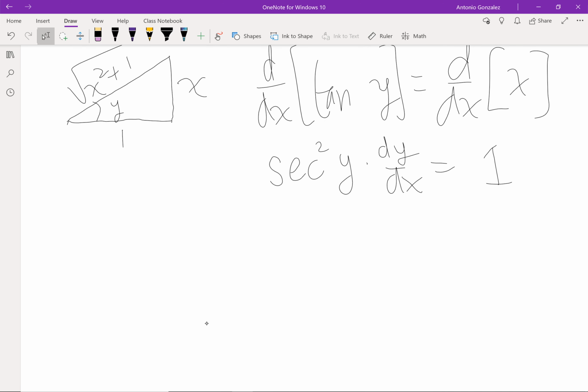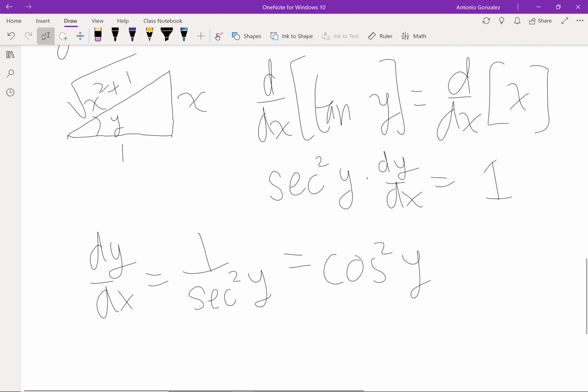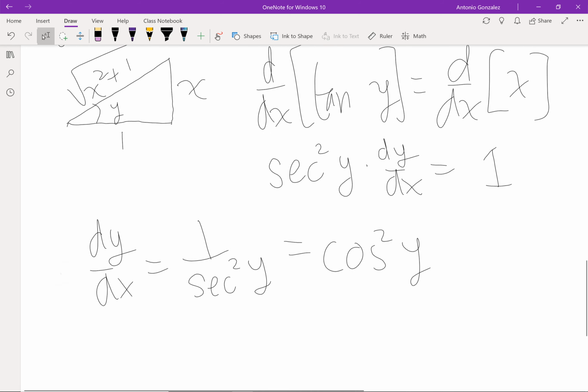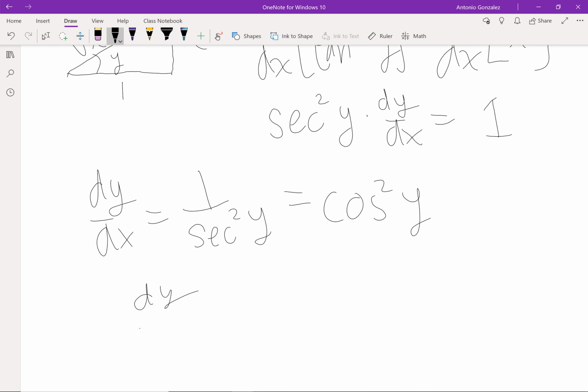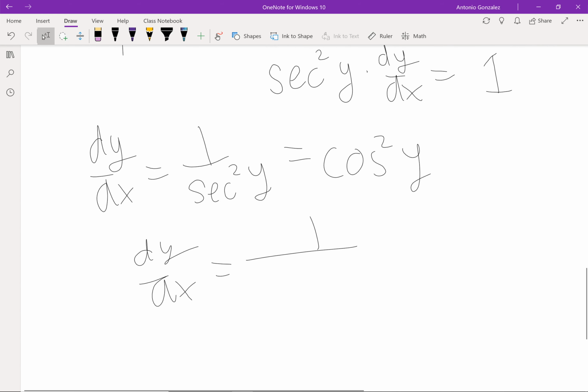So solving for dy dx, we get 1 over secant squared y, or simply cosine squared y, right? So the reciprocal relationship between the secant and the cosine. And looking at our triangle, we see that dy dx is equivalent to 1 over, right, adjacent over hypotenuse squared, x squared plus 1.